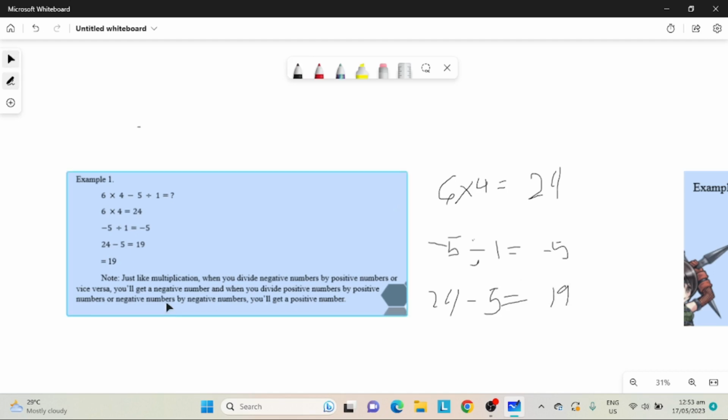Now, just like multiplication, when you divide negative numbers by positive numbers or vice versa, you will get a negative number. When you divide positive numbers by positive numbers or negative numbers by negative numbers, you will get a positive number.